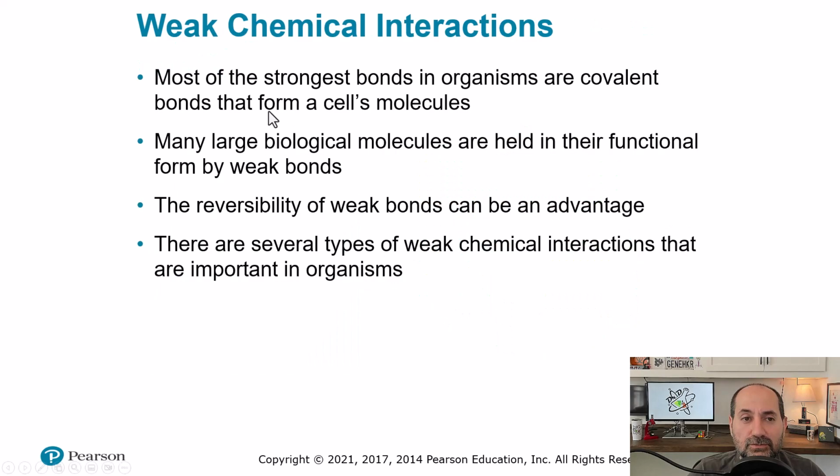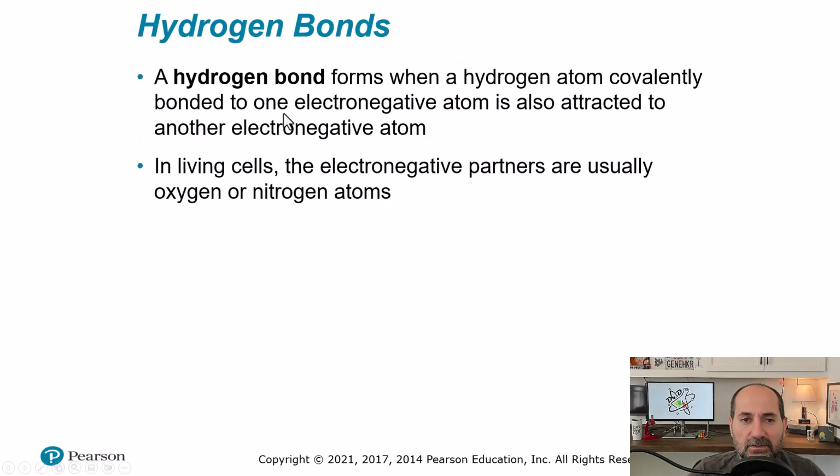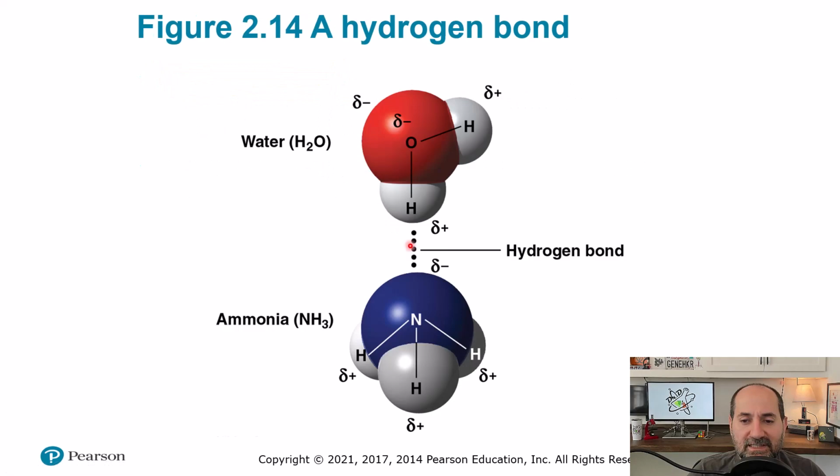Now, moving on to weak chemical bonds. Remember the main weak bond we talked about that I want you to remember is the hydrogen bond, where there's a weak, sticky interaction between two polar molecules. So here you have the polar molecule water, and below it you have the polar molecule ammonia. How do I know it's polar? Well, there I see partial charges, so it's a polar molecule.